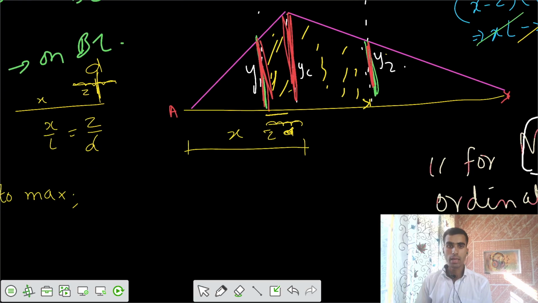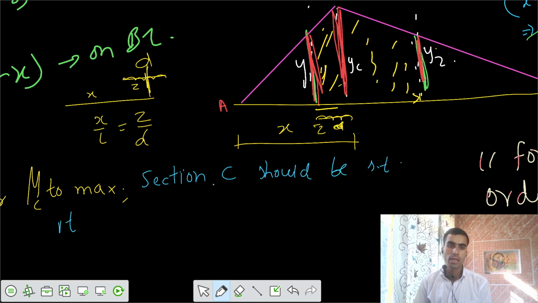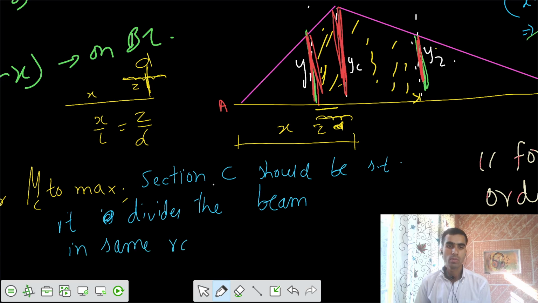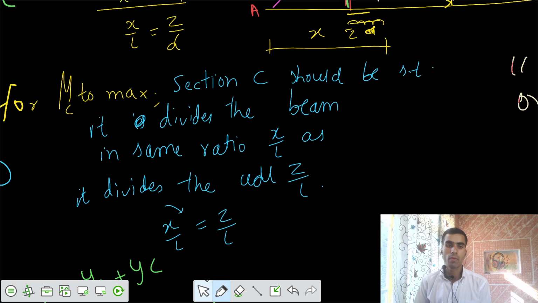So we can make the statement that for the moment at C to be maximum, section C should be such that it divides the beam in the same ratio as it divides the UDL, in the ratio of Z by D, because X by L is the same as Z by D. It was derived when we said the moment at this section C should be maximum.